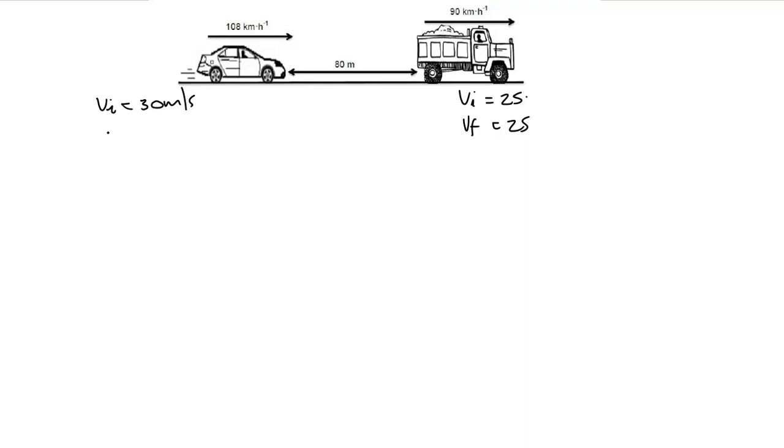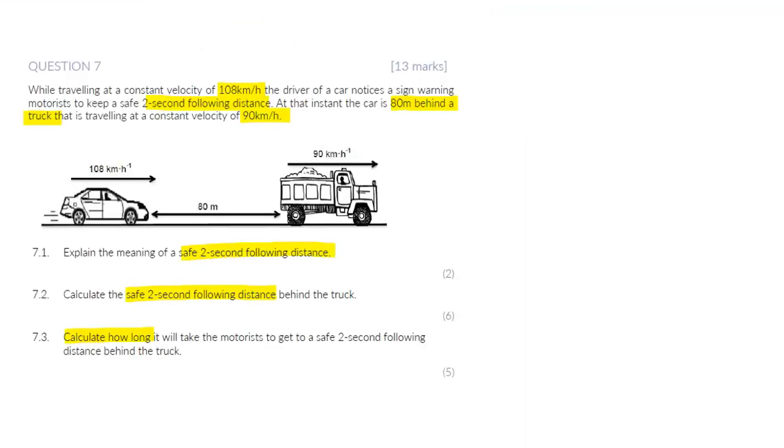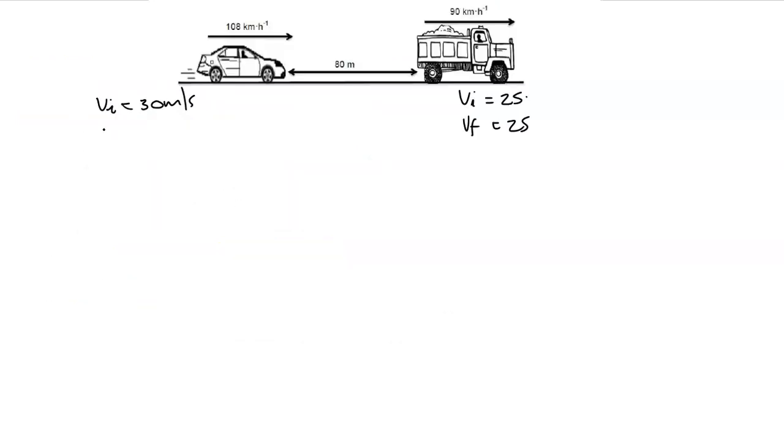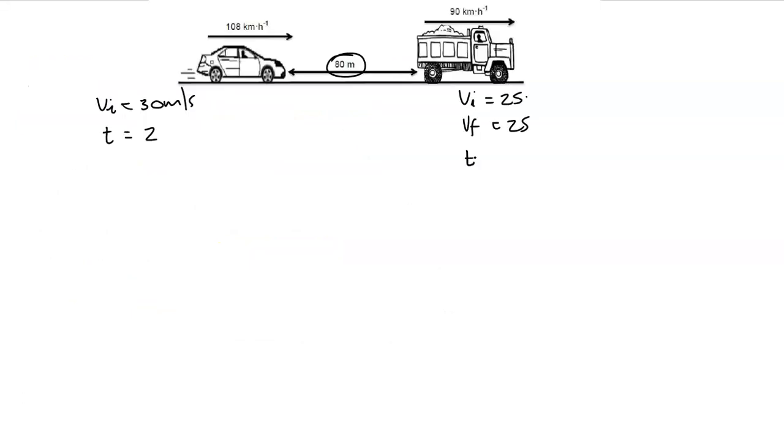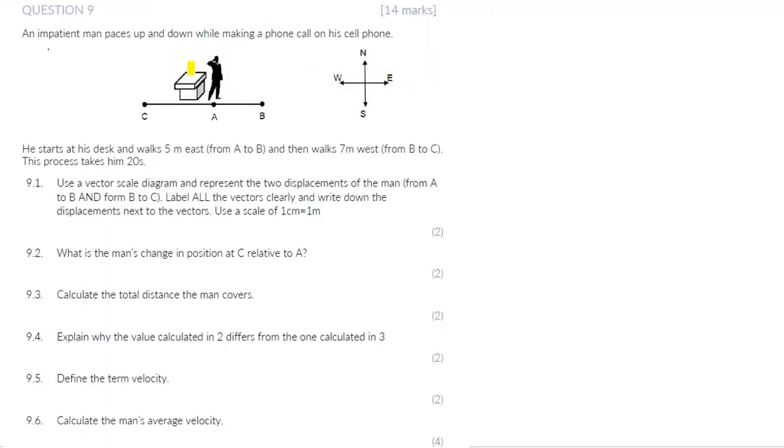And then they're asking us something about a 2-second following distance. And there's something about distance as well. So for now, I'm just going to say t equals 2. And then I do have a distance there, but I'm not sure where to put it at the moment. So let's just stop there for now. I am, however, going to put the 2 there and a delta x over there. We'll come and figure it out in a second.